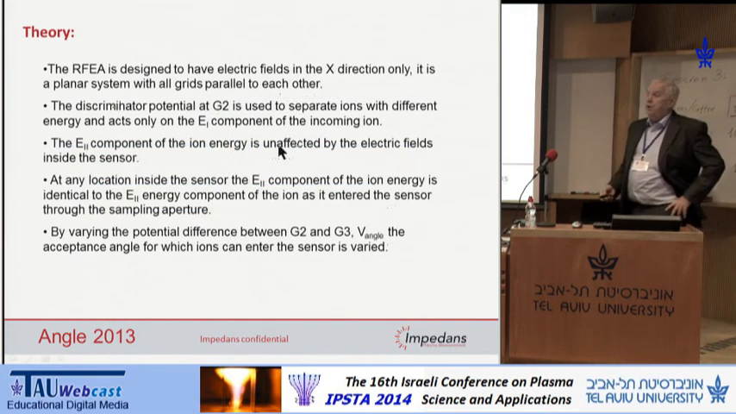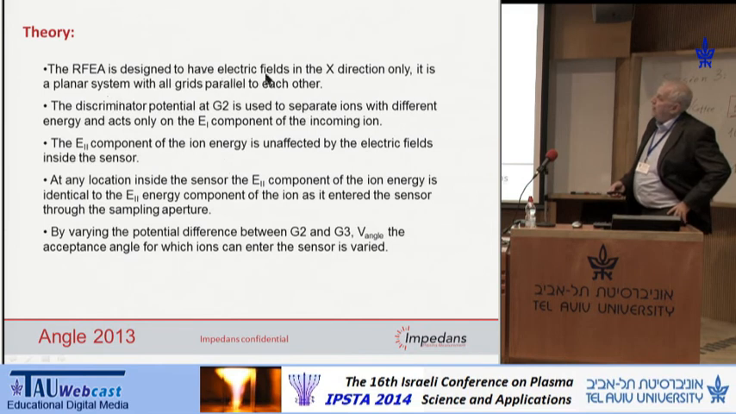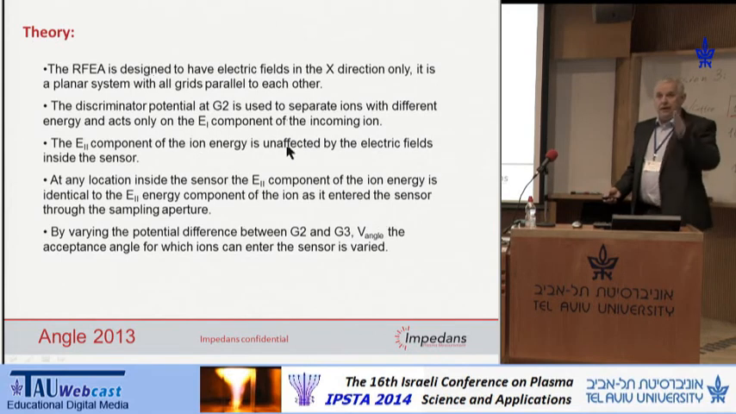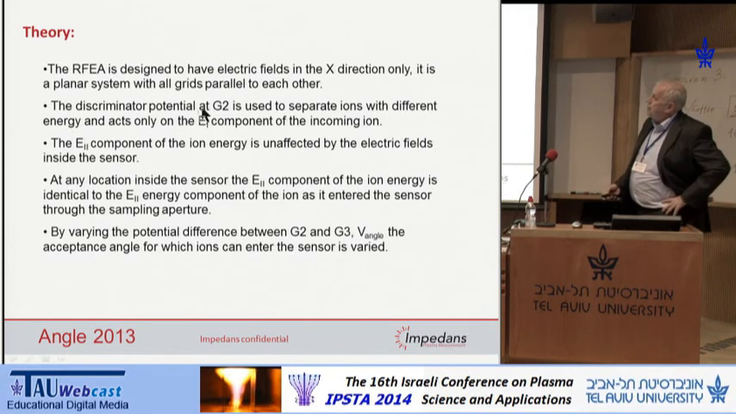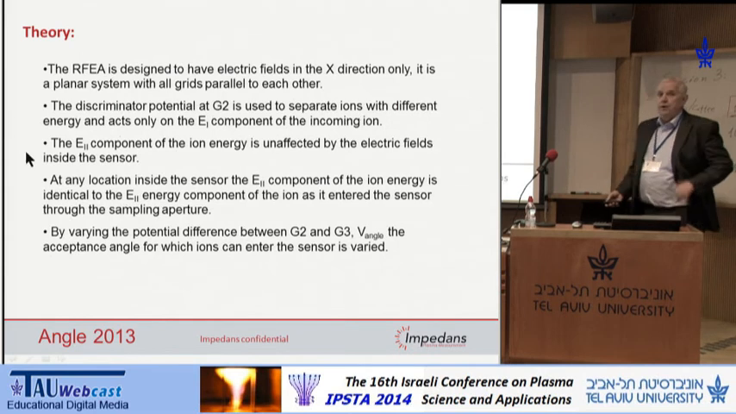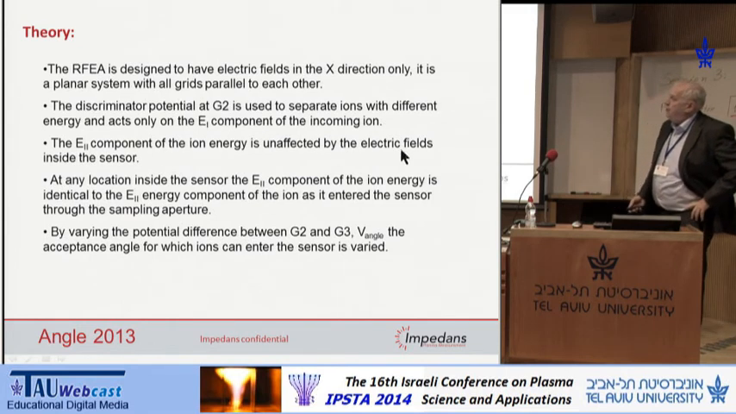So the theory then behind what we want to do is we have a standard retarding field energy analyzer. It's designed to have an electric field in the x direction only. And so it's a planar system with all grids parallel to each other. So in principle, it only measures the energy perpendicular to the surface. The discriminator potential at G2 is used to separate ions with different energies, and acts only on the E perpendicular component. So we bias grid 2 relative to the entrance at a voltage which discriminates the ion energy. The E parallel component of the energy is unaffected by the electric fields inside the sensor.